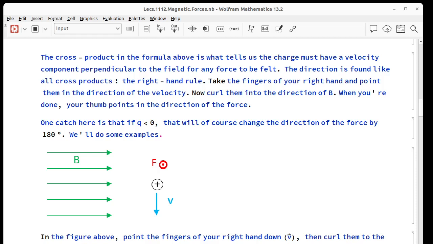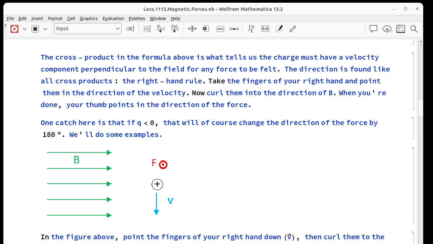The cross product in the formula above is what tells us the charge has to have a velocity component perpendicular to the field for there to be any force on it. The direction is found the way you do all cross products, and that's the right-hand rule. This is the first of several of them we'll see this semester.